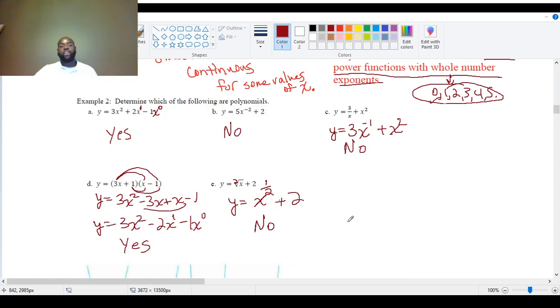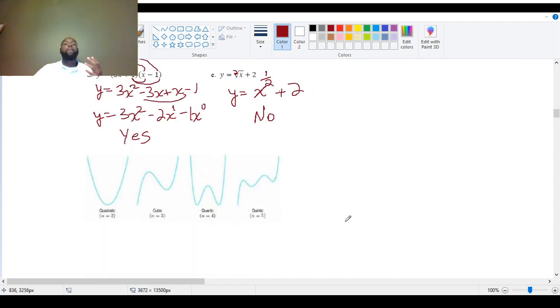Polynomials are actually very fun to have because they have good properties that make them good to use in calculus as well. When the highest exponent is 2, you have a quadratic polynomial. When the highest exponent on the polynomial is 3, you have a cubic polynomial. When it's 4, it's quartic. When the highest exponent is 5, it's quintic. And they generally have these shapes here.